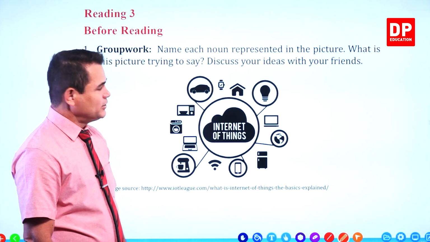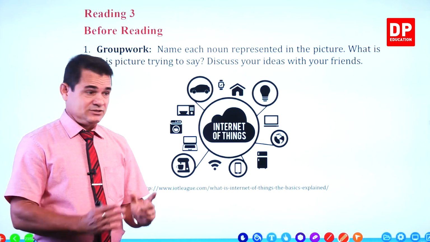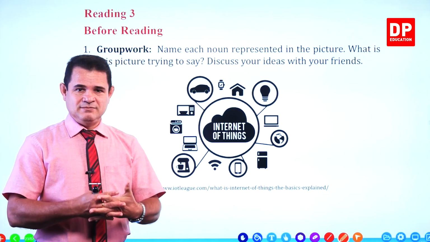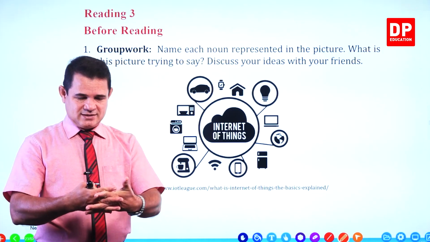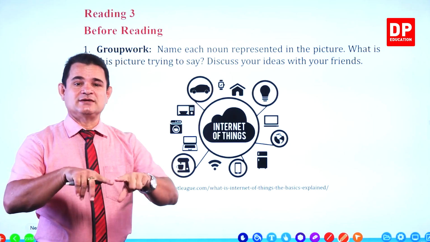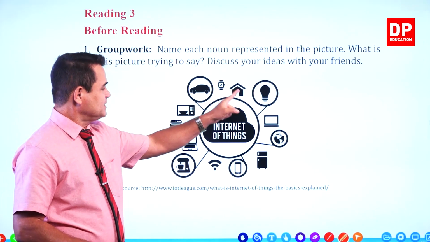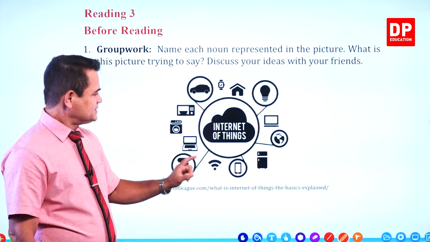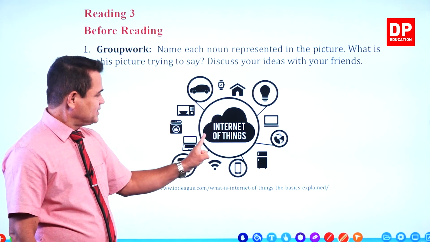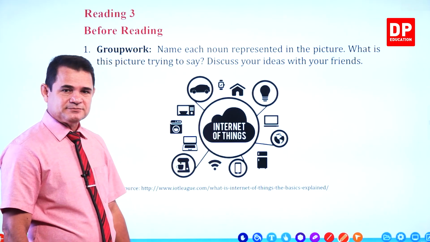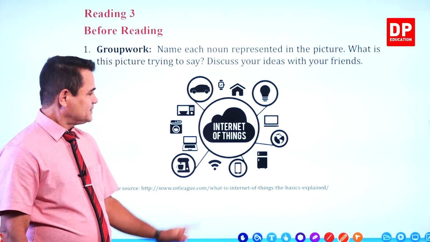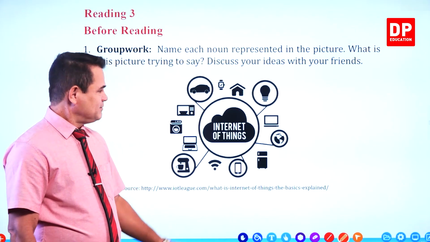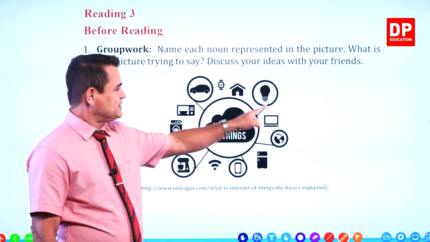Discuss your ideas with your friends. Just have a look at the picture. You have this picture in your textbook. Look at it and discuss with your friends. You can clearly identify everything around it, right? In the middle there are some words. Internet of things. This phrase is in our next reading. What is this internet of things? Look at what is around it.